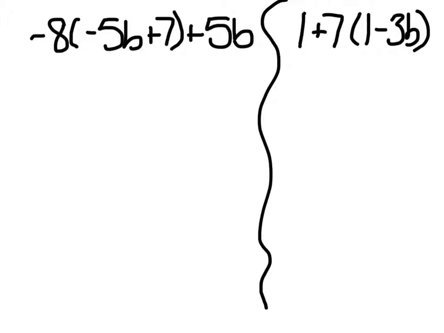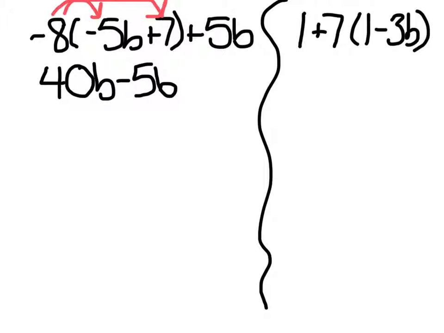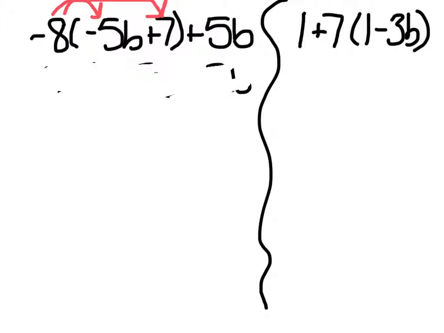Negative 8 times negative 5b plus 7 plus 5b. Again, first thing I'm going to do is go ahead and distribute. Negative 8 times negative 5b is going to give me a positive 40b, because a negative times a negative is a positive. And then negative 8 times 7 is a negative 56. Okay, I know that's confusing, kind of looks like a whole bunch of b's. Oh, look, I made a mistake. Okay, we are going to fix this. We're going to start over. My mistake.